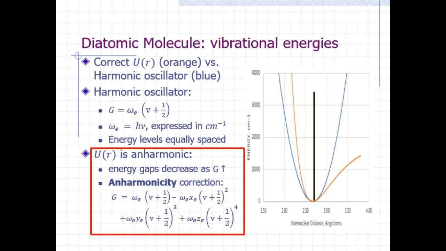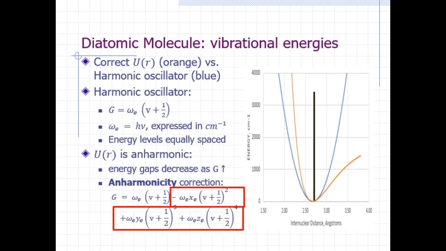A consequence of anharmonicity is that the gaps between allowed energy levels decrease at higher energy levels. As a matter of convenience, the vibrational energies are expressed as a harmonic oscillator energy plus correction terms that involve powers of (V plus 1/2) in order to account for anharmonicity. The constants omega E x E, omega E y E, and omega E z E are called vibrational constants.